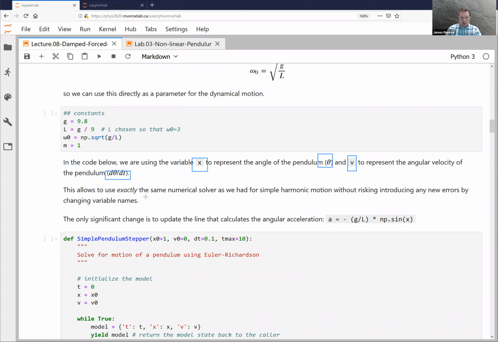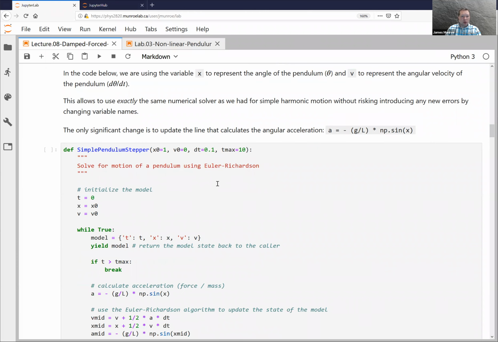So angular displacement, angular velocity. Still using the symbols of x and v because it doesn't really matter what we mean. It's something to do with the position, something to do with the velocity. So there's no need to go through and change it necessarily, but it is helpful to indicate somewhere in the text what you're doing. The only real difference between this and the code that we did for the simple harmonic motion is the statement of the acceleration.